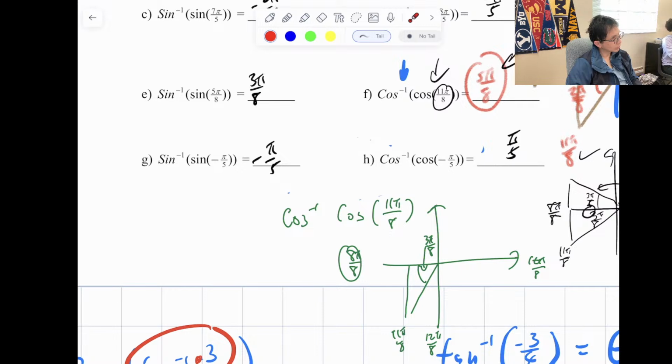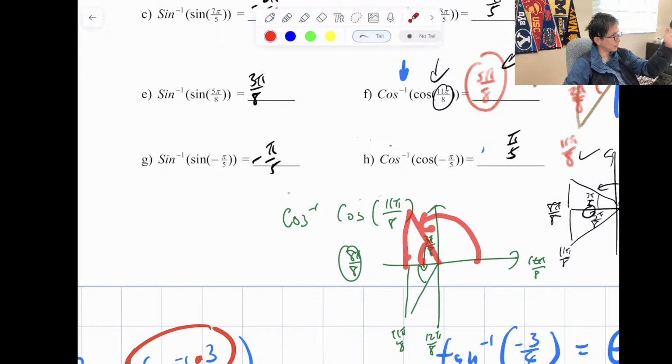Inverse. Oh, I think I know what you're saying. You say this is 3 pi over 8. Why didn't I just put down 3 pi over 8, right? Because the way we calculate angle is from the x-axis. So it's gonna be 3 pi over 8 this way, so you need to count. It's gonna be 4 pi over 8, 5 pi over 8. So it's gonna be 5 pi over 8.